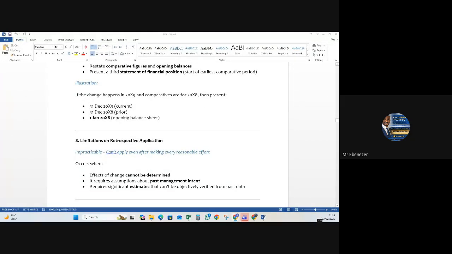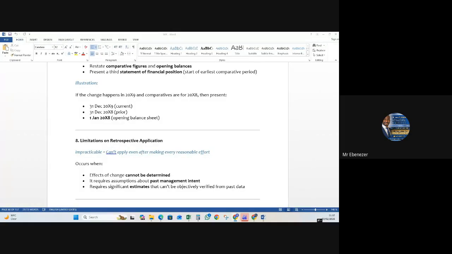Now, limitations on retrospective application. The limitation is that you can't use retrospective application when it is impracticable. Now, when it is impracticable, you can't use it. And that's it. Now, this impracticability that we said is when you can't apply it, so for instance, when the effect of the changes cannot be determined. Even when there is a change, you can't determine that change.